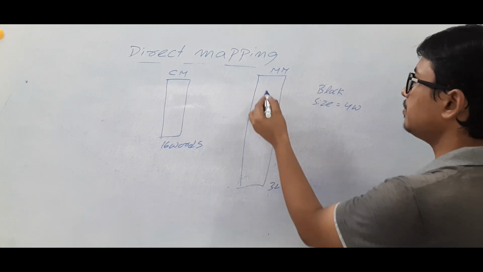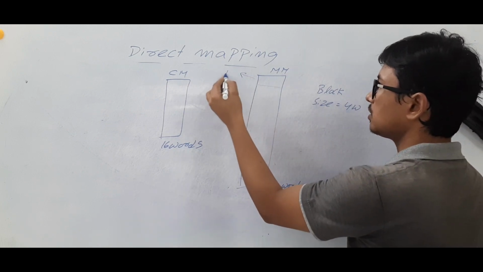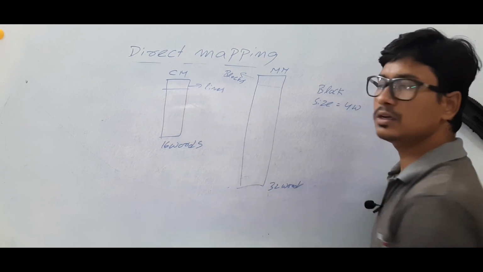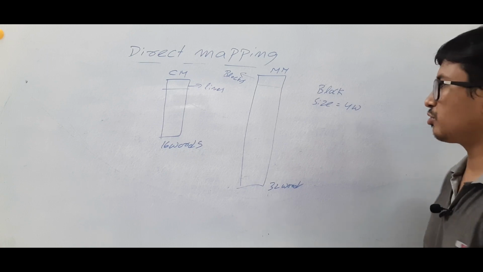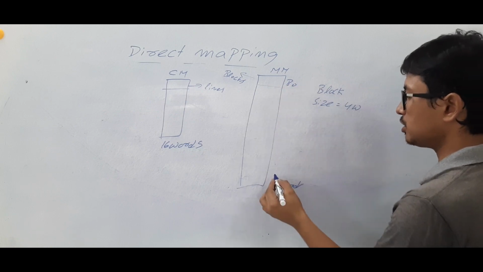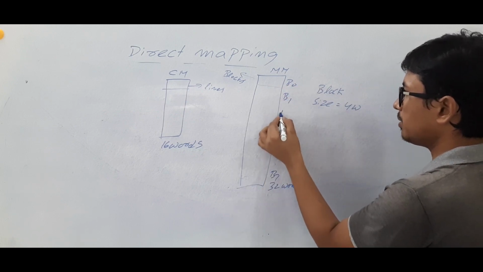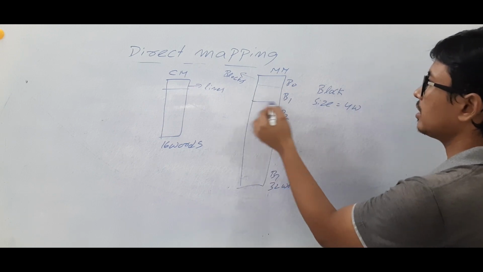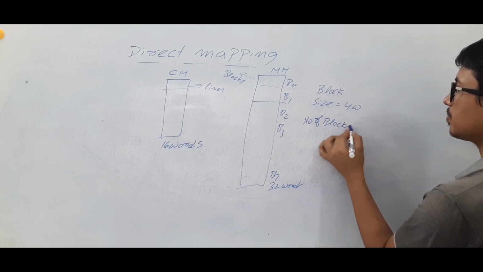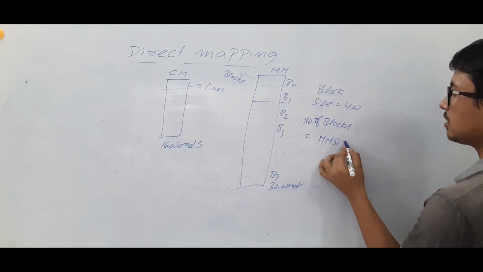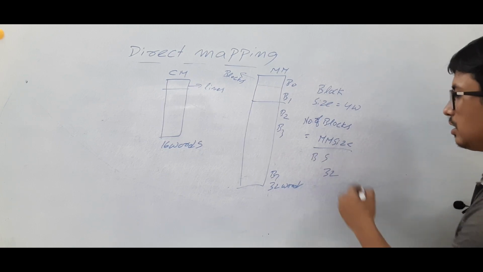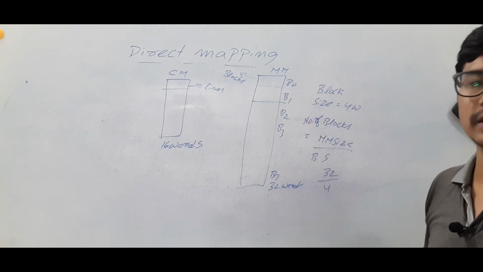Now you know that the main memory is divided logically into blocks and the cache memory is divided into lines. If each block can store 4 words, the 32 words can be stored in 8 blocks, block number 0 to block number 7. How did I get the number of blocks? Number of blocks is equal to main memory size by block size. The main memory size is 32 words and the block size is 4 words, so I get 8 blocks.